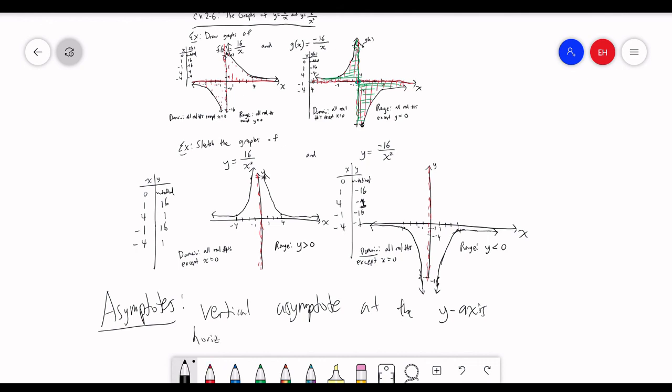Okay, so they all have vertical asymptotes on the y-axis, and they all have horizontal asymptotes along the x-axis, meaning they all approach the x-axis as a guideline, but they don't cross it because we never get 0 out of any of these functions.